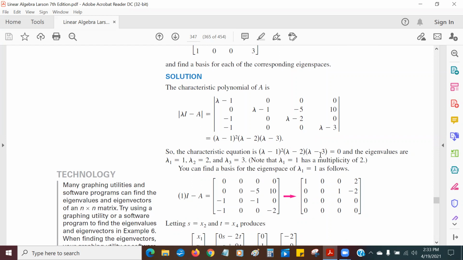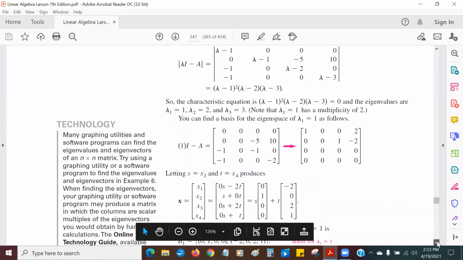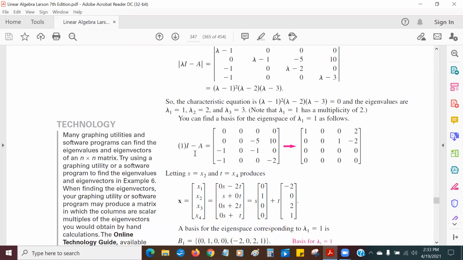Anyways, let's continue. We're going to go through one by one. Our first lambda is 1, our second lambda is 2, our third lambda is 3. We're going to go through it one at a time. So if we plug in 1, lambda I minus A gives us this matrix, which if I put into reduced row echelon form, becomes this right here, and this is two-dimensional.